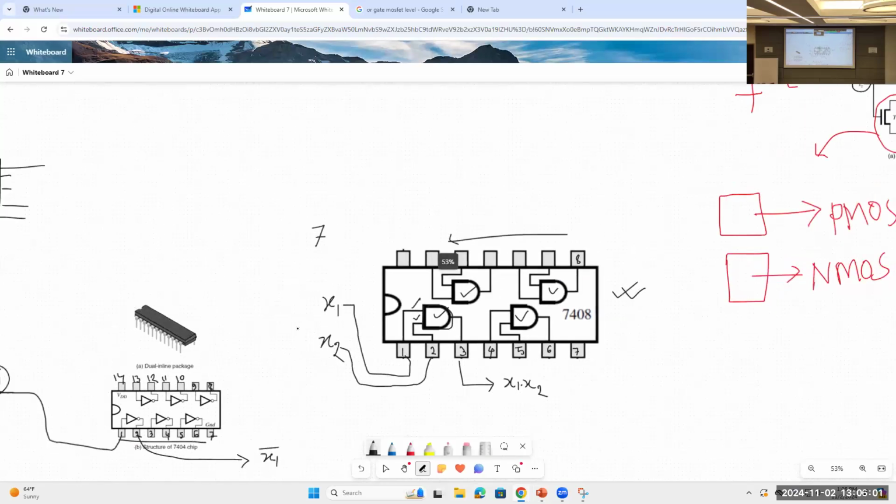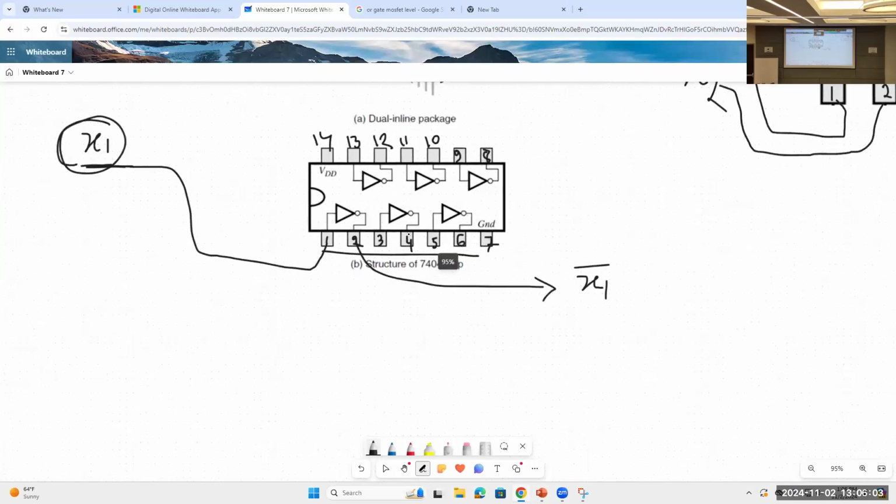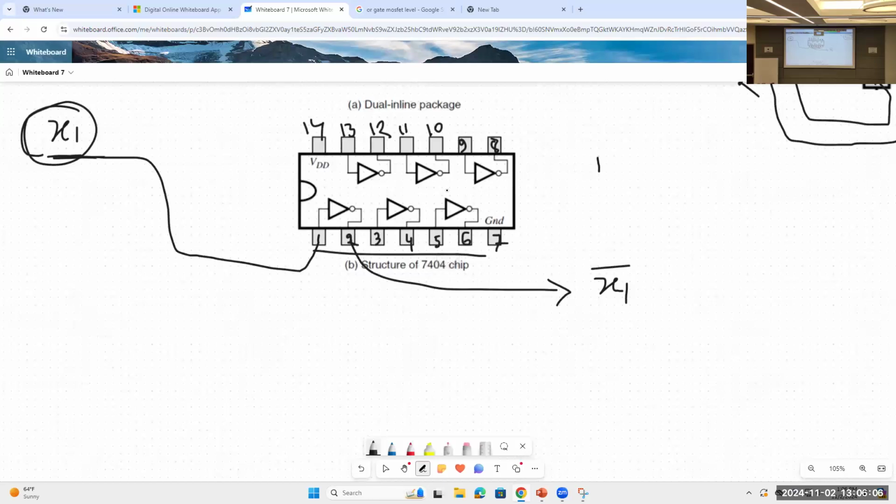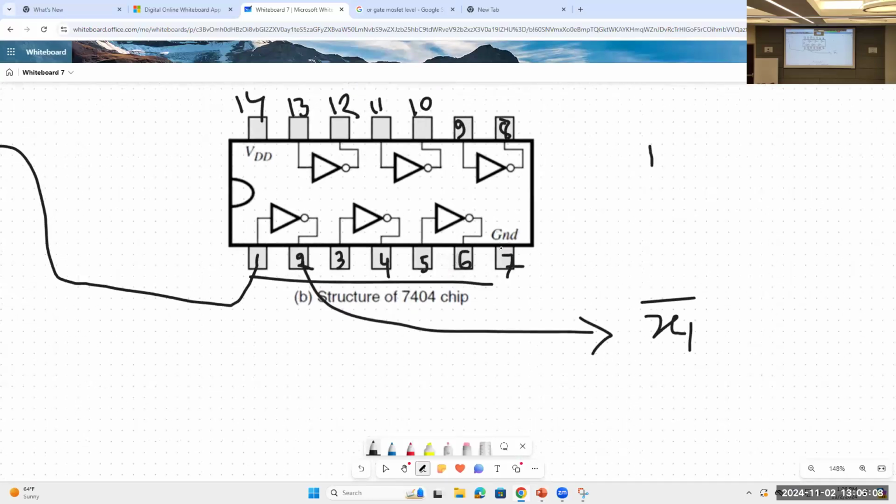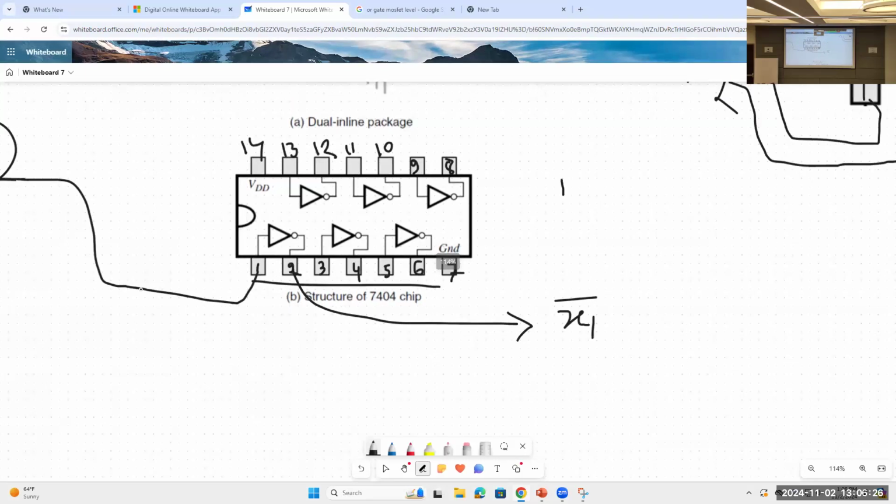Okay, and another thing is I have not told you about the other pins. Two other important pins are pin number 7 and pin number 14. What are they? Pin number 7 is ground, and pin number 14 is VDD. So to run this gate, you need a power supply. This 1 and 2, these are inputs and outputs. These are not power supply. To function properly, this chip needs power. To power up the chip, you need to connect VDD and ground.